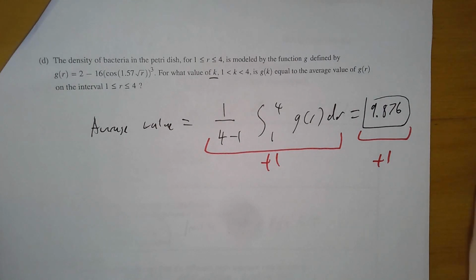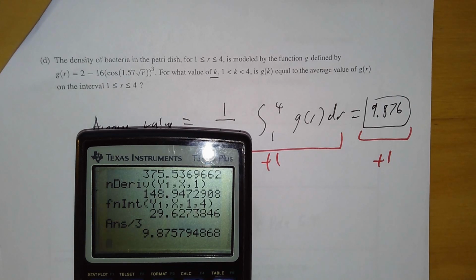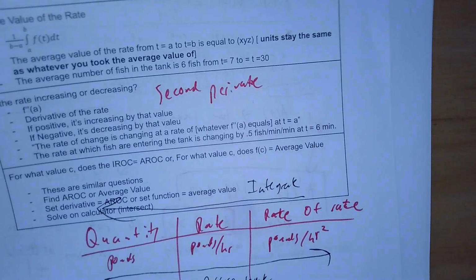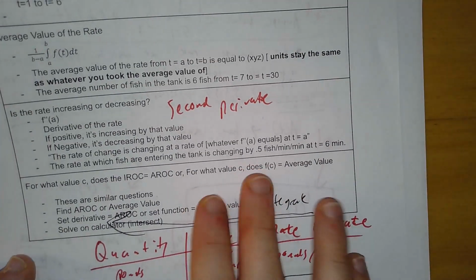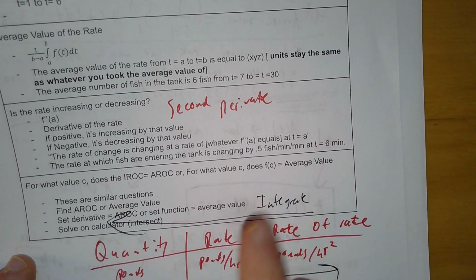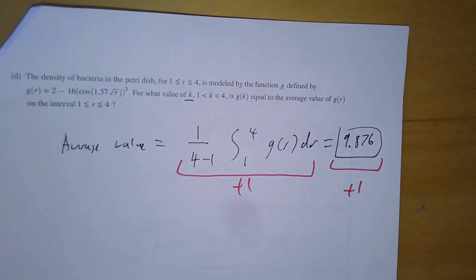Then we just need to find out, okay, well, when does the function equal this? So it's very similar to finding the c in these problems. If I go back here, this is like for what value c does the IROC equal the AROC? For what value does f of c equal the average value? It's very similar to that. With this one, you find the average rate of change, and then you set the derivative equal to that. This is similar. You're finding the average value, and you're setting the function equal to it.